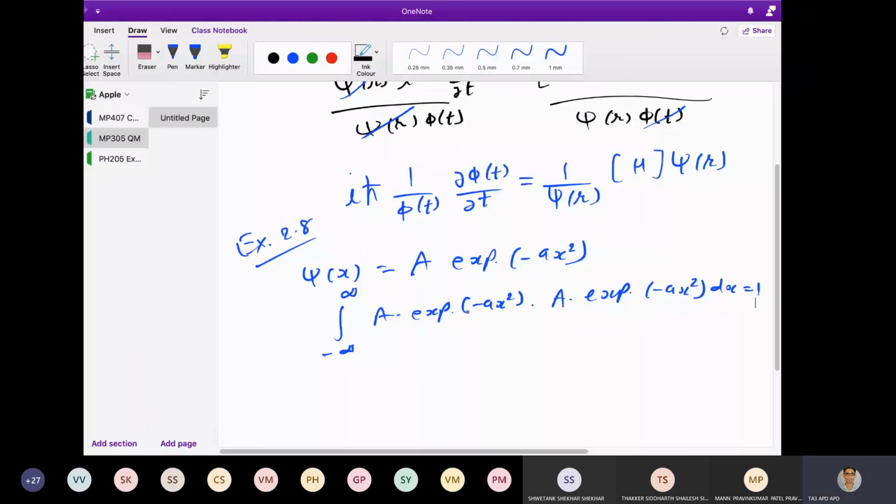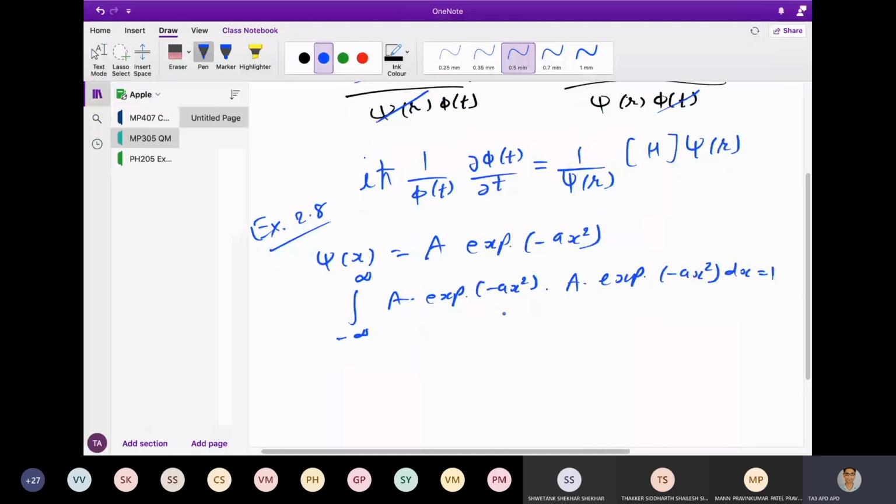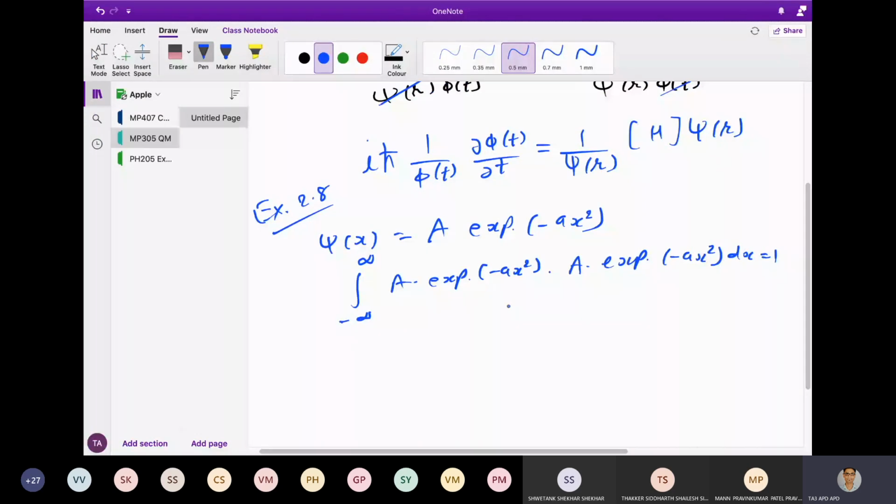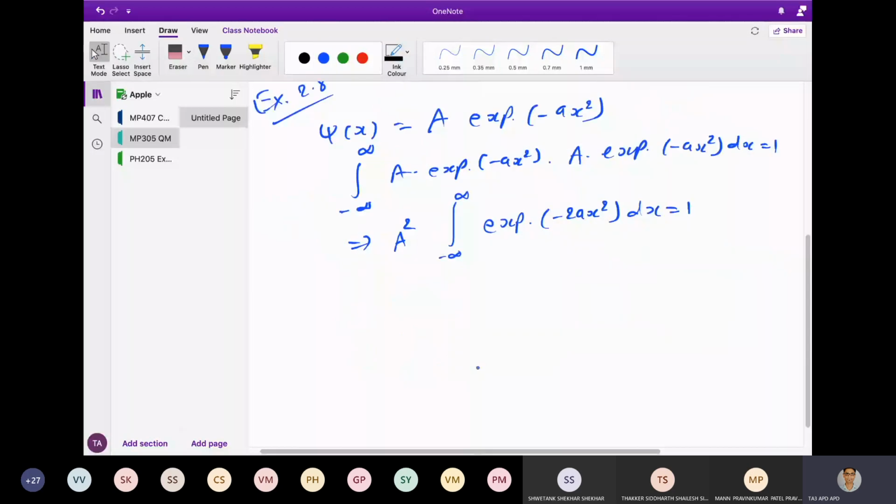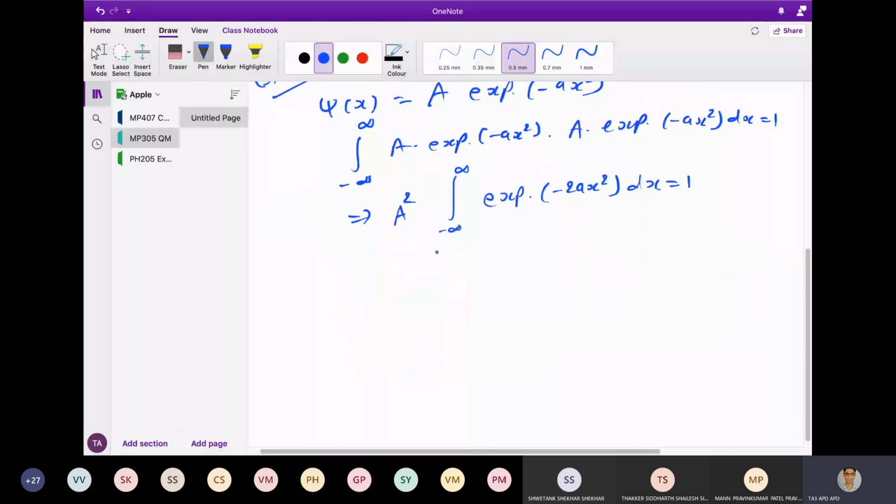Okay. So this is going to be equal to A squared, I'm taking it out because capital A is constant. And you have this integral from minus infinity to infinity of exponential of minus 2a x square dx equal to 1. Now over here, one needs to know the integral value of this standard integral. This is a standard formula. So one needs to know that.